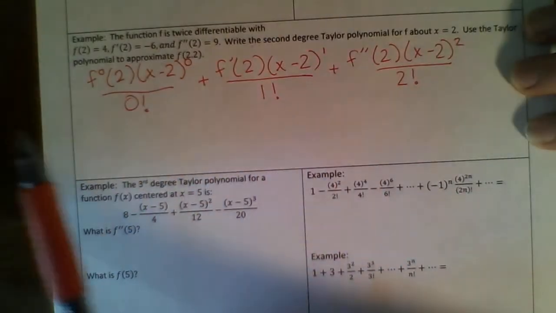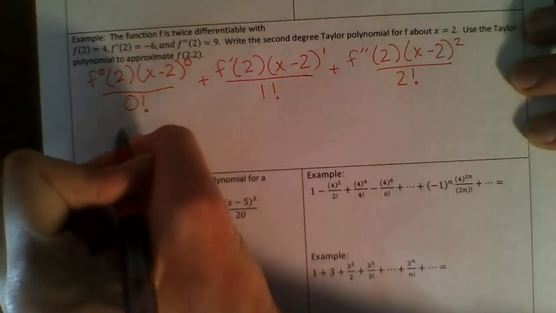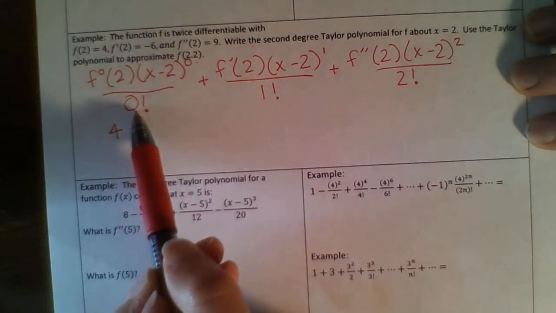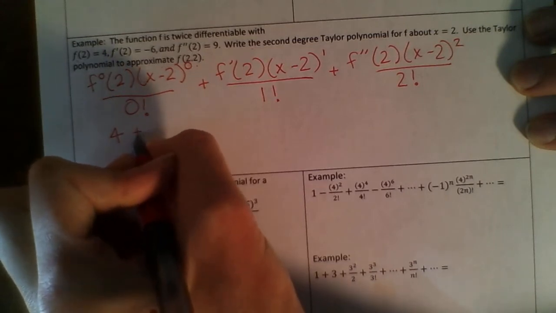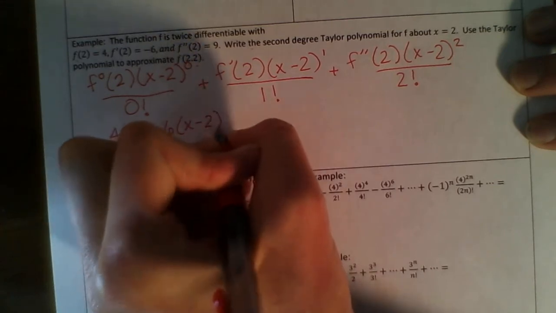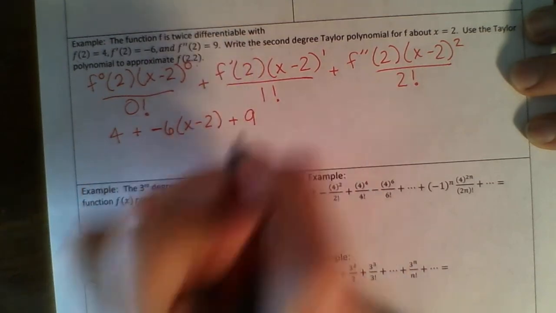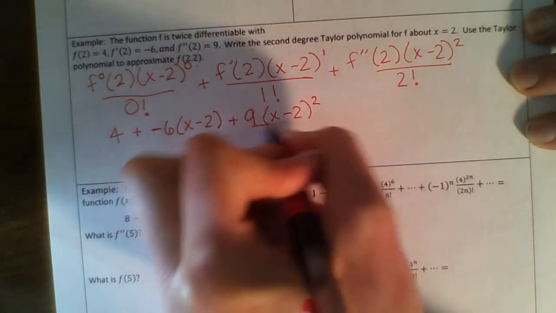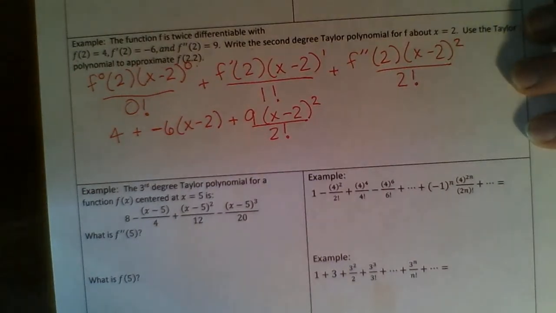Now we're just going to go ahead and input these values that they gave us. So f of 2 is 4. I don't need to write anything else because anything to the 0 power is just 1, and 0 factorial is just 1, so that goes away. And then we have f prime of 2 is negative 6, times (x minus 2) to the first power over 1 factorial. And then we have 9, because that's f double prime of 2, times (x minus 2) squared over 2 factorial. You can write 2 factorial or just 2, it doesn't matter. You could simplify this to 4.5 if you wished.